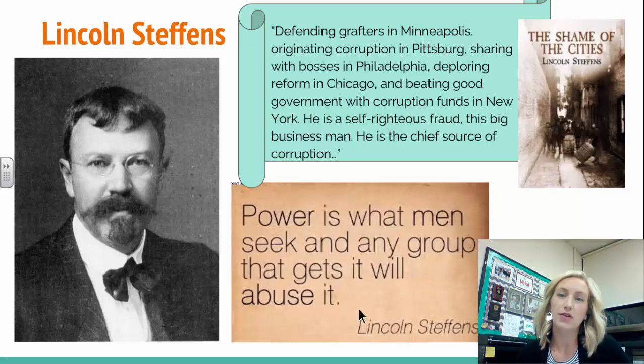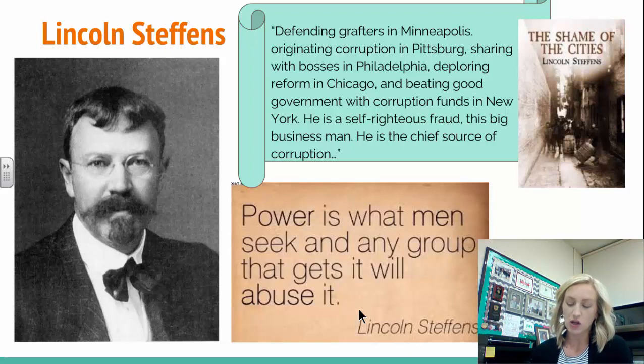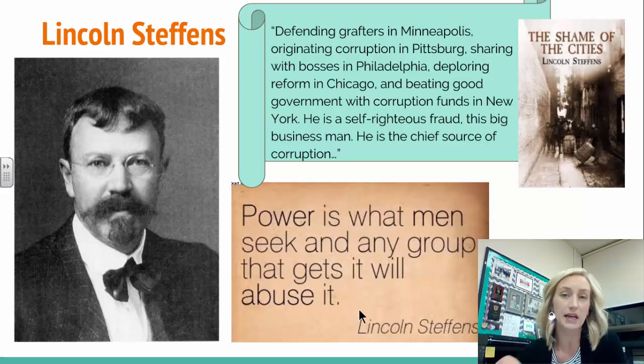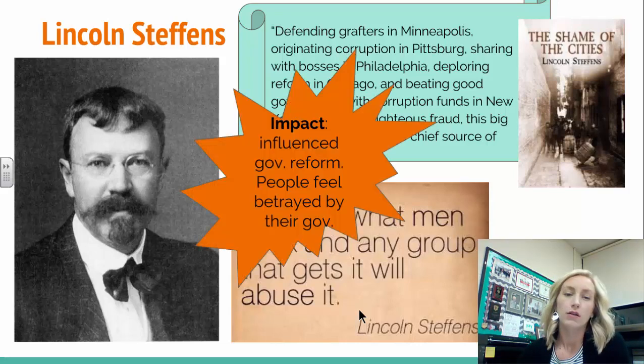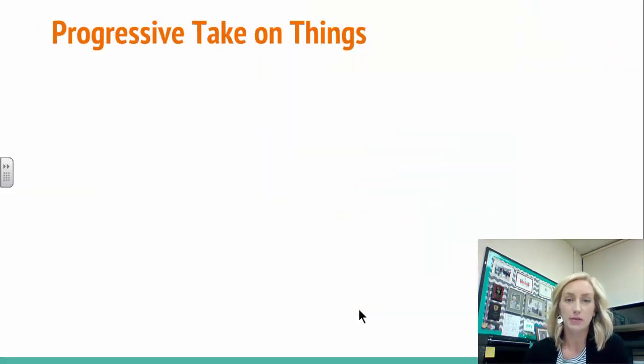His quote being, "Defending grafters in Minneapolis, originating corruption in Pittsburgh, sharing with bosses in Philadelphia, deploring reform in Chicago, and beating good government with corruption funds in New York. He's a self-righteous fraud, this big business man. He is the chief source of corruption." So he's calling out in this book the corruption at the local level, and this very much influences and fuels the government reform that we then see in the Progressive era, because people are ready for a change at this point. The impact is government reform, because people feel betrayed by their government and are ready to make that change.